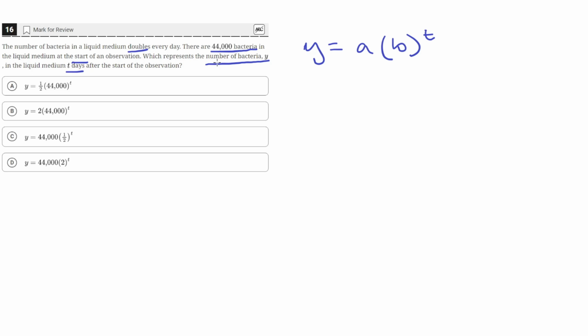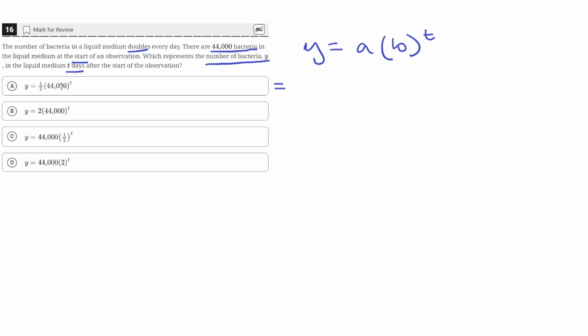So, since there are 44,000 bacteria at the start, this means that when time t is equal to 0, which is the start of the observation, the number of bacteria, y, should equal 44,000. So we can just plug that into these equations.